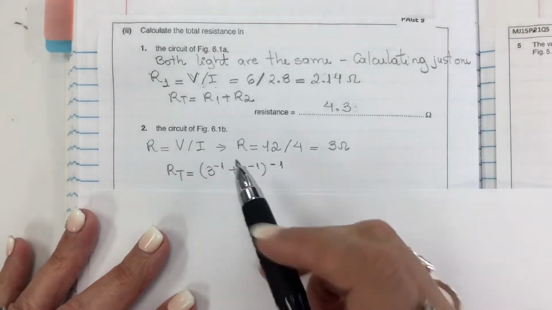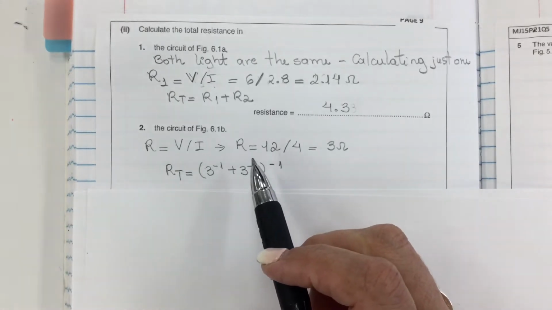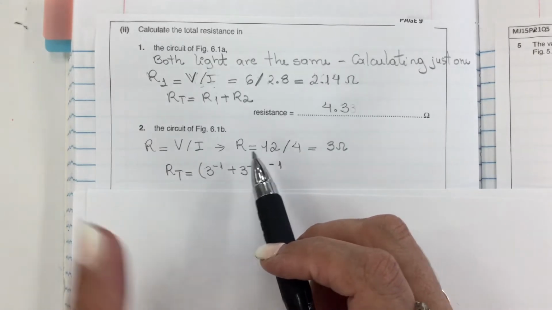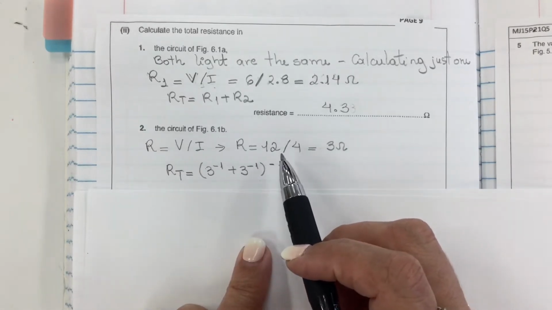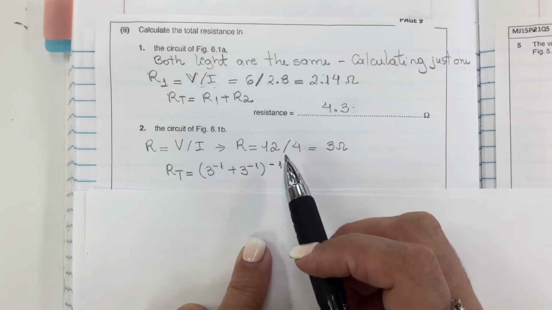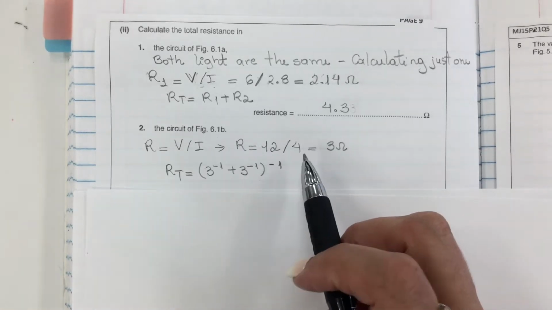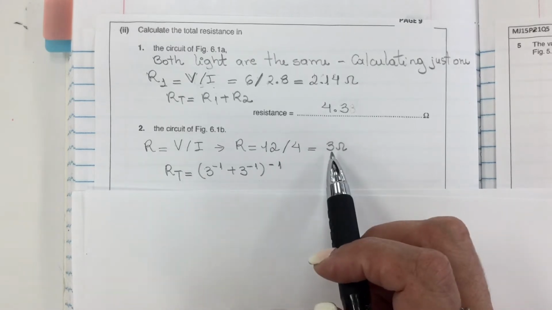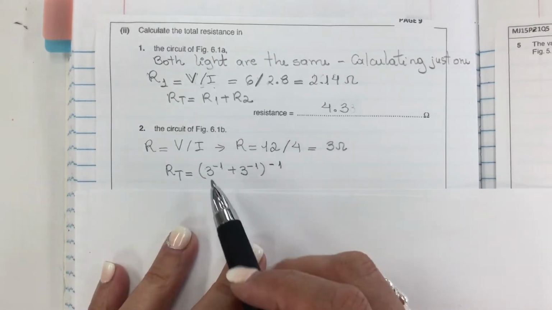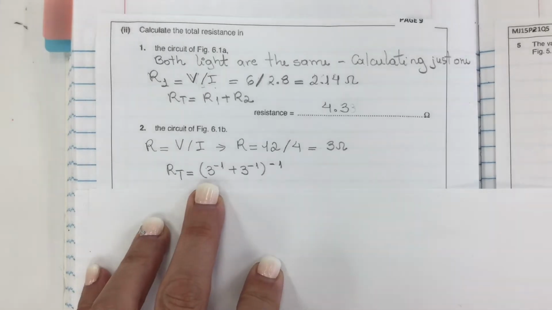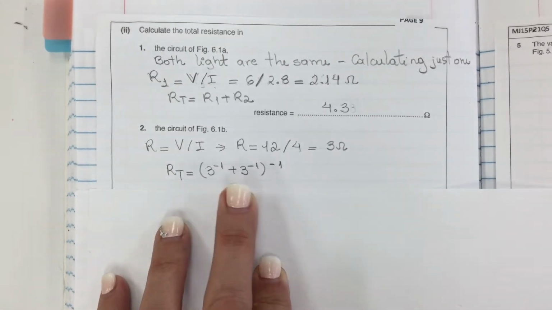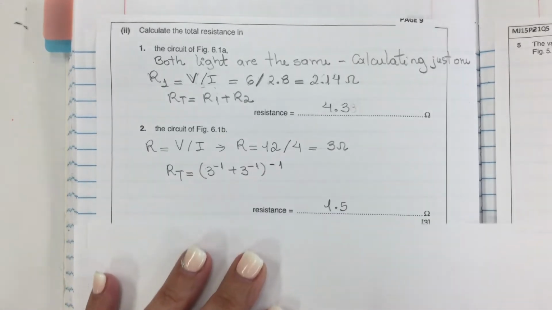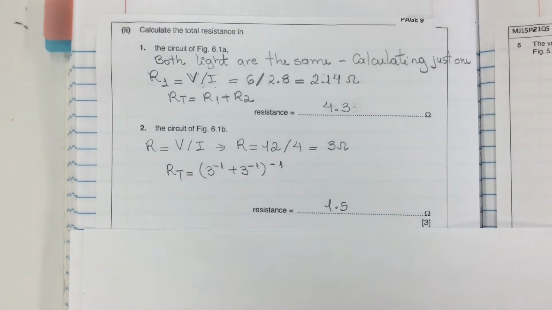So in parallel, we can calculate the value of the resistance the same way. Now the voltage in parallel is 12 volts, and the current flowing through the lamp is 4. So 12 divided by 4 is 3. Because they are in parallel, we do the inverse of 3 plus the inverse of 3, and the result we inverse one more time, and the answer is 1.5 ohms.